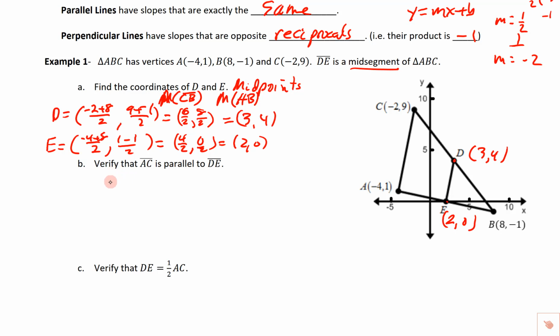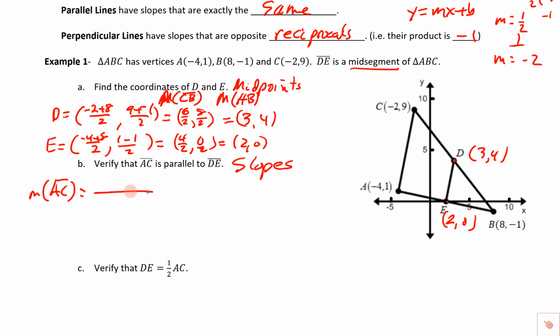Now comes the verify part. So this is the demonstrate part. Verify that AC is parallel to DE. So if they're parallel, then we're going to need to find some slopes. So I'm going to write it this way. I'm going to write a lowercase AC, and we're going to find the slope between A and C.